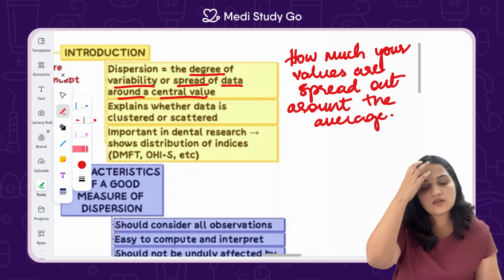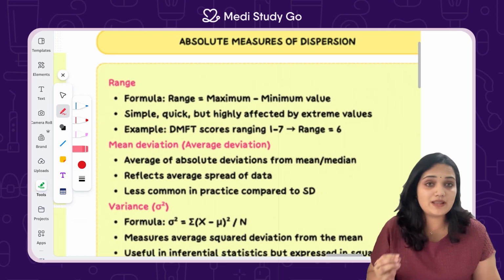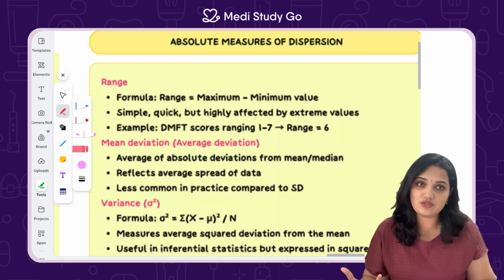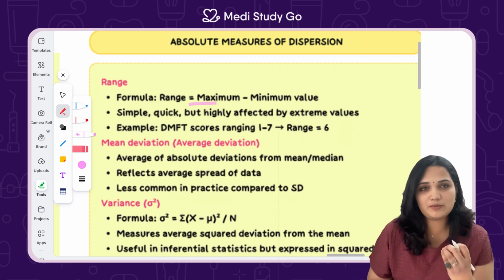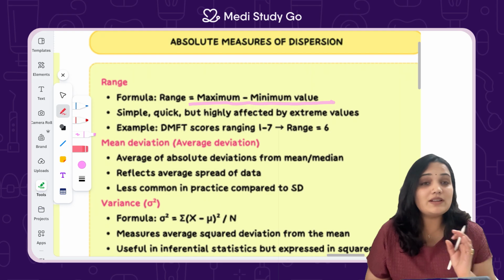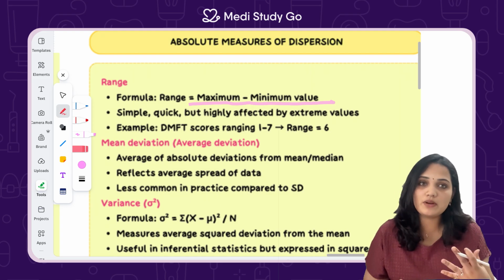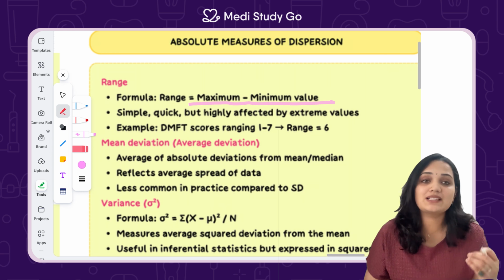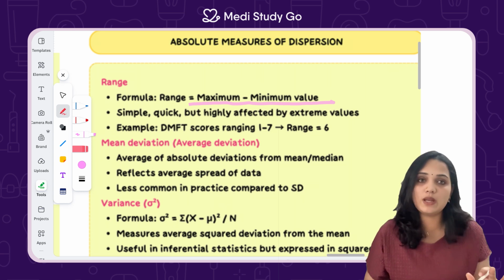So, in this also, we have some numbers. We call them absolute measures. In that, the first is range. Now, range is very simple. All it means is we take the maximum number and subtract the minimum. That's it. Range equals maximum value minus the minimum value.